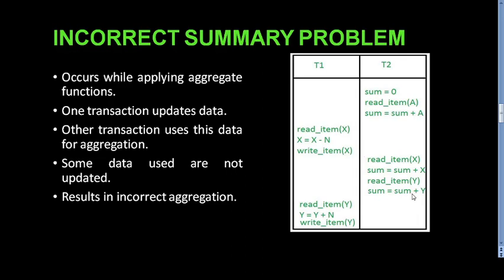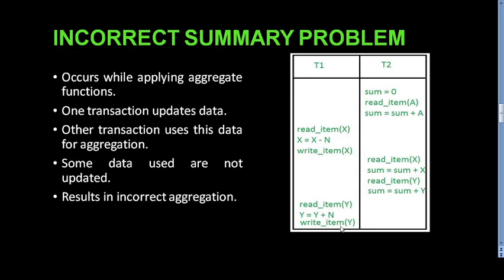And after this operation, T1 is updating the value of Y. T1 is reading item Y, incrementing its value and updating it. So now, when we get the final answer, the sum value will be a wrong value, because by the time it displays the sum, this Y value has already changed. So the final result we get in the aggregate function is an incorrect value. That is why it is called the incorrect summary problem. This happens in situations where one transaction is doing an aggregate function while the other transaction is updating those data items at the wrong time.